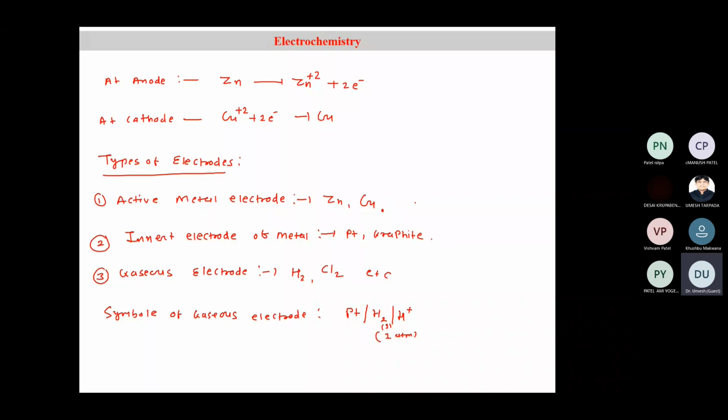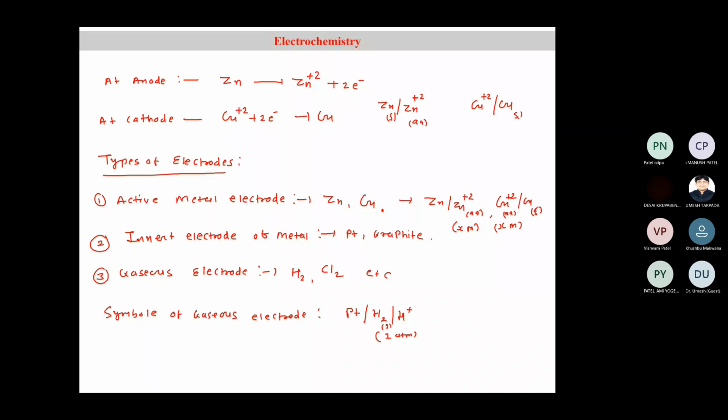The active metal electrode you can know very well. In this way, you can represent Zn being oxidized to Zn2+. No concentration is given here. Or you can have copper, so Cu2+ is reduced to copper. Now how to represent a full cell? Half cell is represented in this way: Zn is oxidized to Zn2+ in contact with the metal, which is in solid state. It is a half cell. Cu2+ is reduced to copper, so this is another half cell.